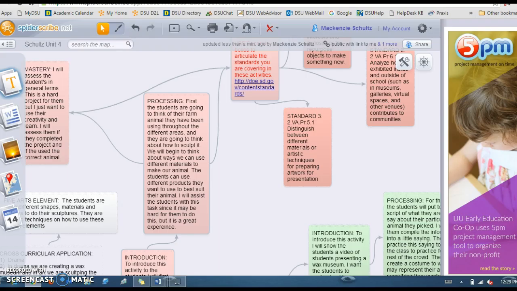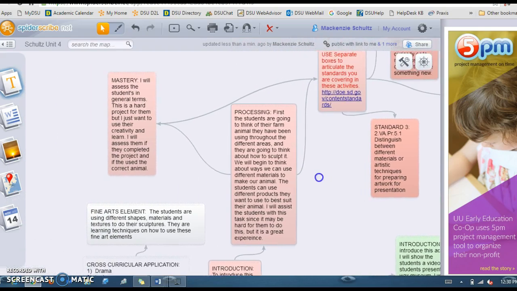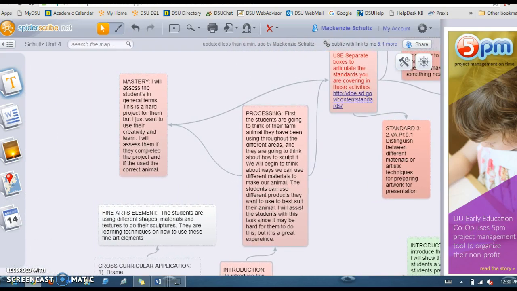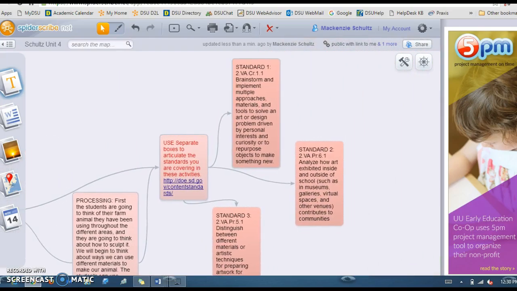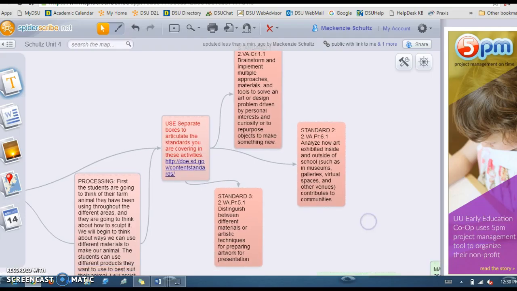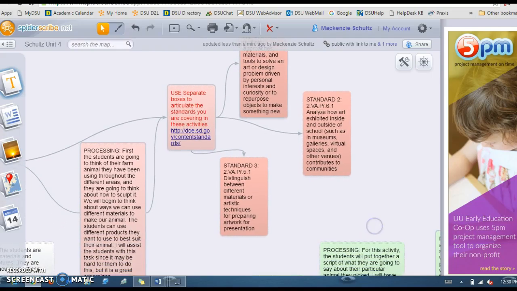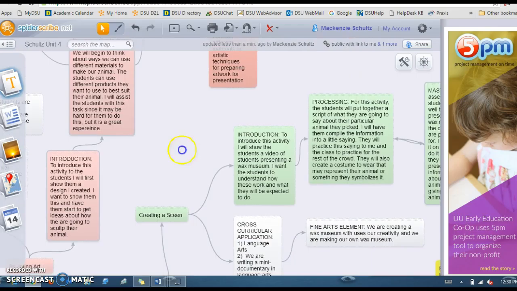And I'll assist during this process to help make sure that the students understand what they're doing. It might be a little hard for them, but it'll be a great experience. For mastery, I'm going to assess the students in general terms. This is a hard project for them to do, but I just want to see their creativity shine through and what they've learned through it. I'll assess whether they completed the art project and if they used the correct animal, since the materials are up to them. Those are my 3 standards, basically: brainstorming and analyzing how to use different art pieces, and distinguishing between different materials that they would use.